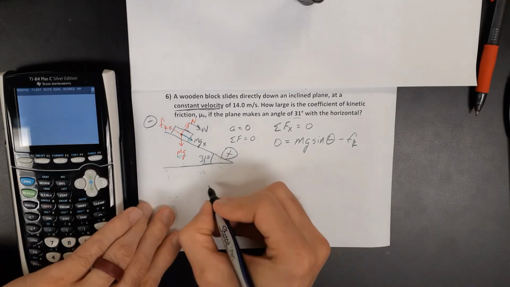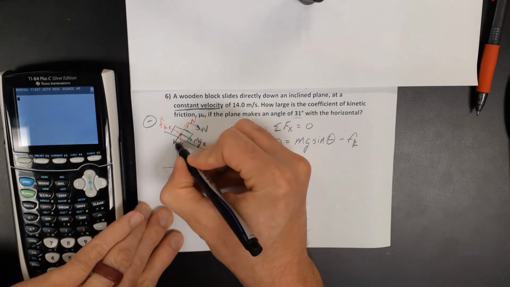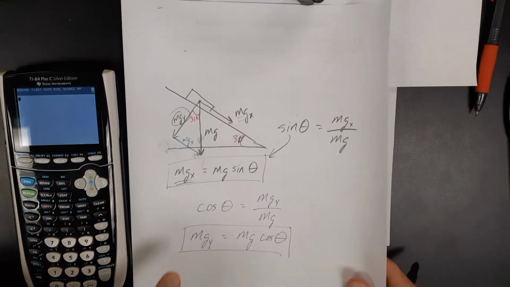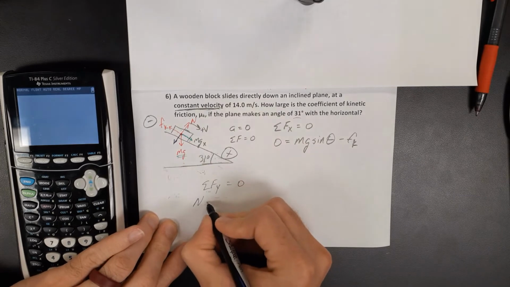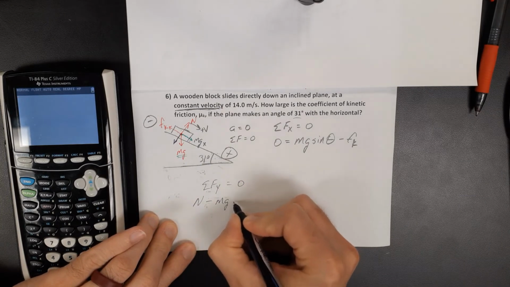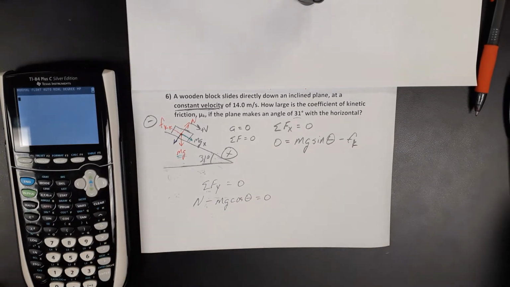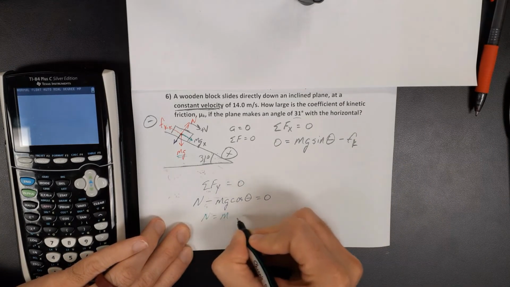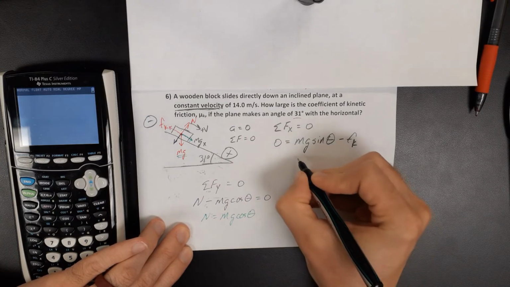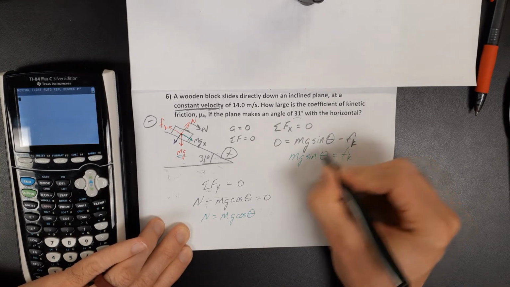On the y-axis, the net force is also 0. We have the y component for the force of gravity. We're going to say the normal force is positive going upward, minus the y component, mg cosine theta. Those are going to equal 0. In both of these, if they equal 0, these two forces must just balance each other out.